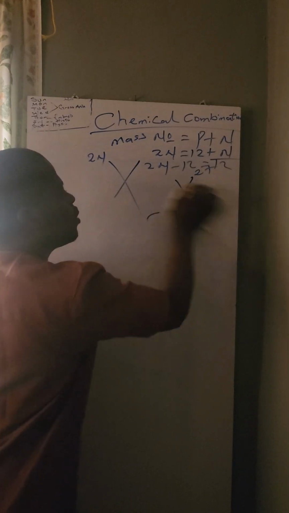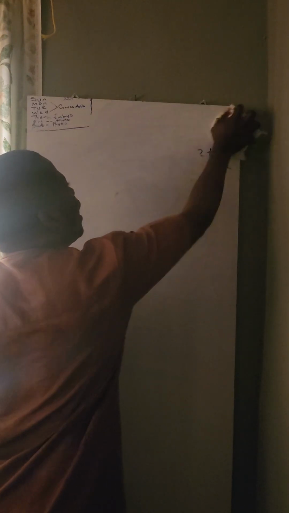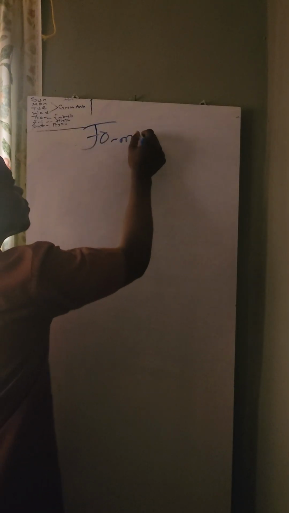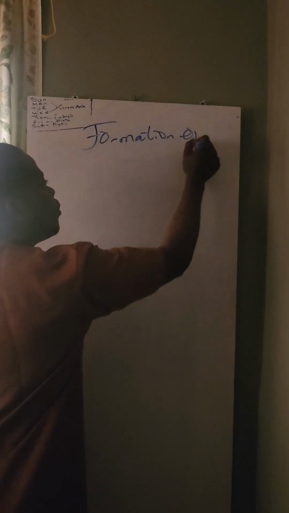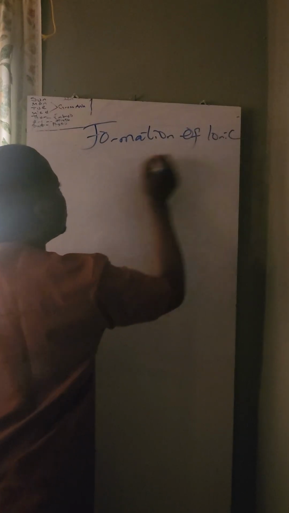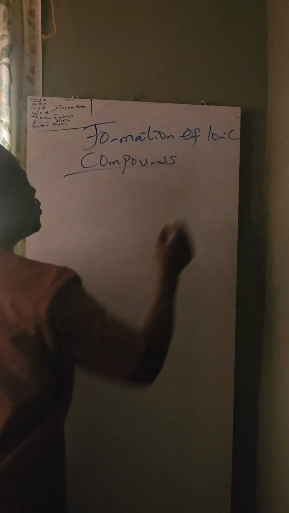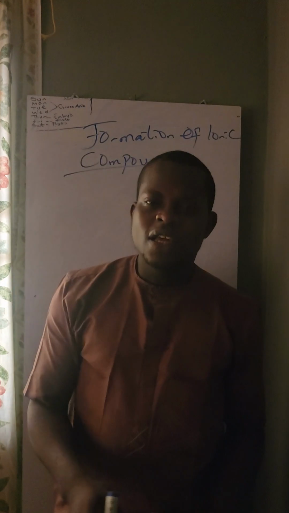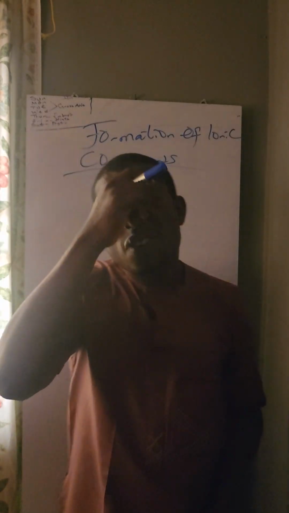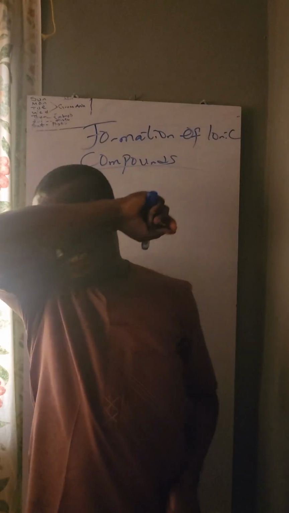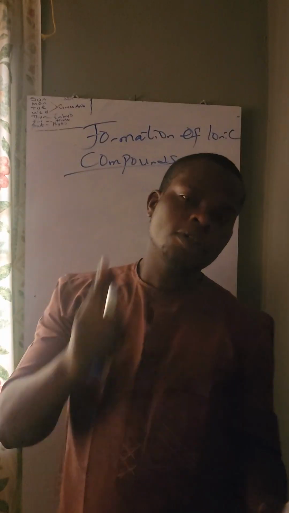I'm talking about formation of ionic compounds here now. That's our next thing. Formation of ionic compounds. Okay, now, in the formation of ionic compounds, there are three stages. There are how many stages? Three, just three stages. The first stage, number one, right?